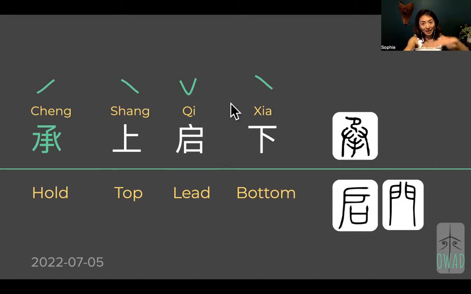Same as 下: that's your baseline, and then you have something placed statically underneath it, or you have this motion going downward. That's the trend, that's the dynamic. Isn't that amazing? This one character visually captures both top and bottom, and upward and downward in English.